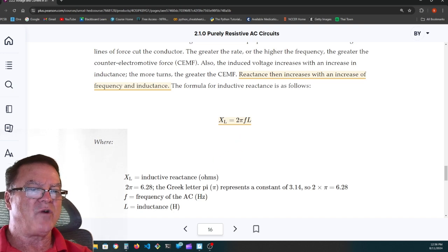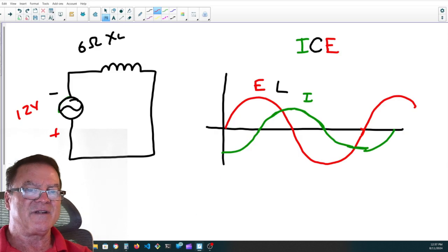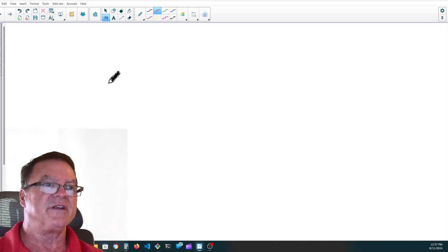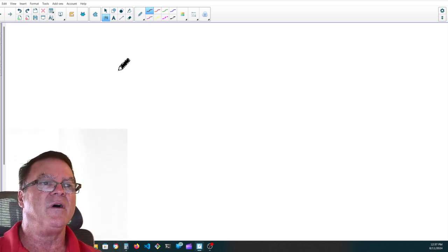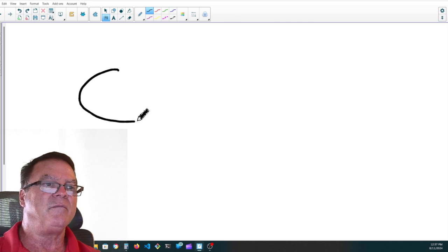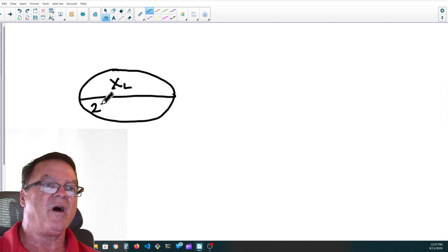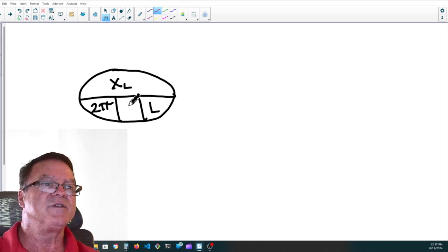All right. We can draw a magic football. The reason I call it a magic football, I had a student once, I called it a magic circle, and he said, no, Mr. Young, that's a magic football. Here's my magic football. And it's just like the Ohm's law wheel. I'm going to put X sub L on the top. And I'm going to put 2 pi. And the inductance, L. And I'm going to use the red for frequency.